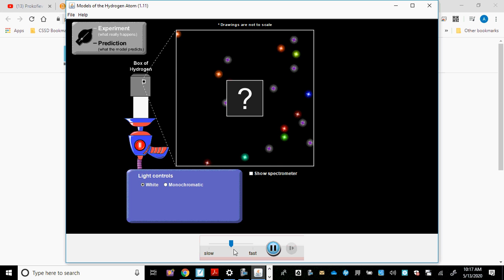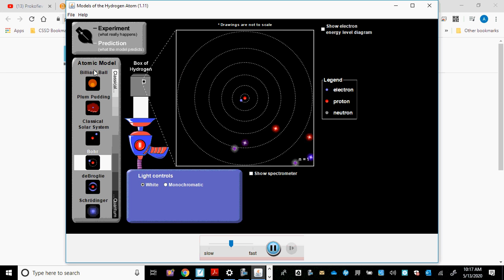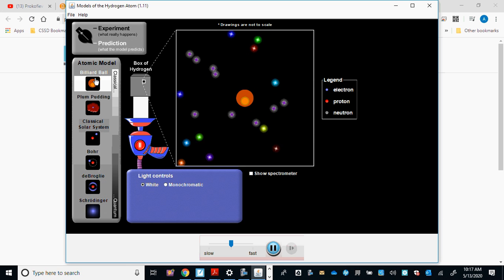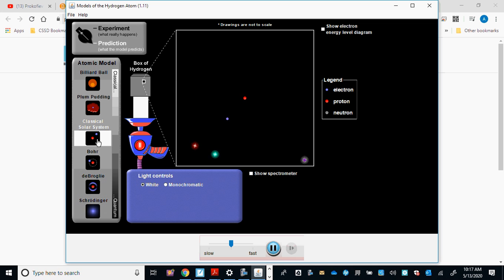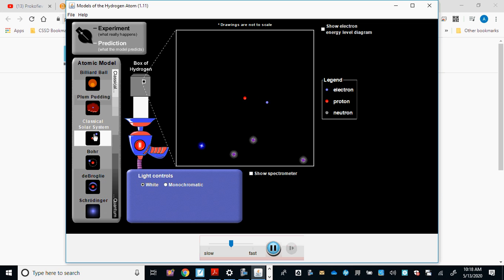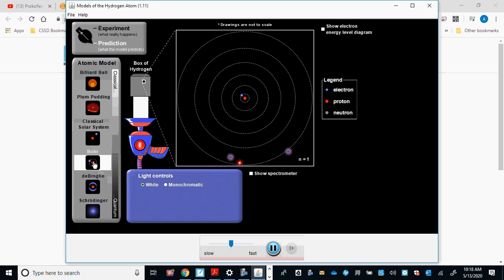So where's the PhET? There it is. Here's models of the atom. I don't want to show this too long because it takes up too much memory. Here's the billiard ball model of the atom. Here is the plum pudding model of the atom. Each time you see something being emitted, something bouncing off there, that's a photon of light being emitted. Here is the classical one. The electron immediately spirals into the center and kaboom.